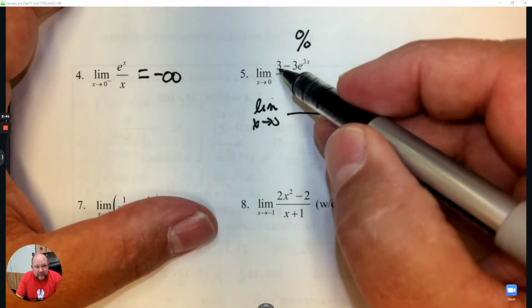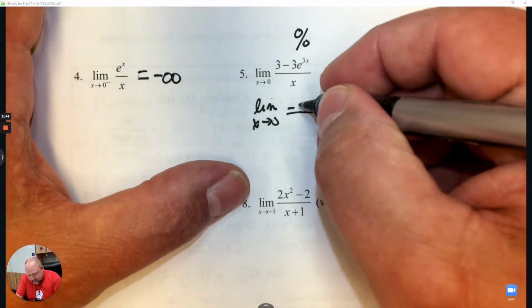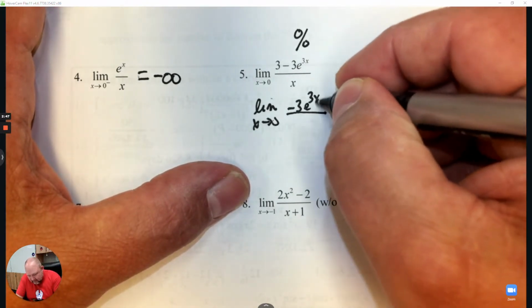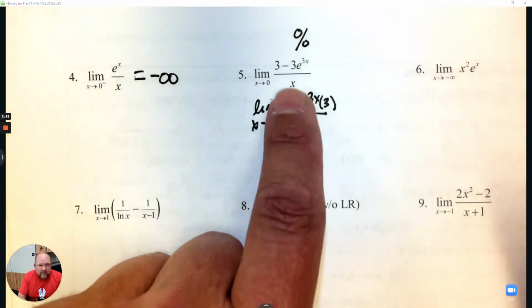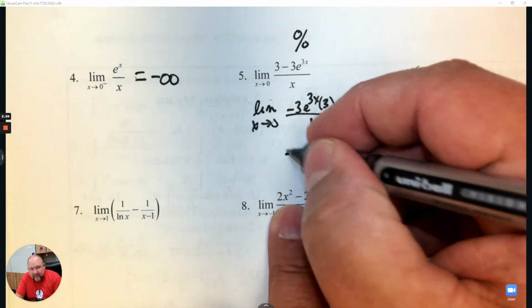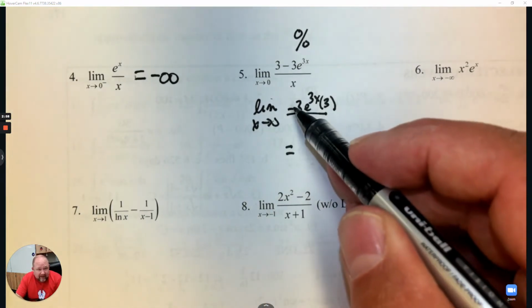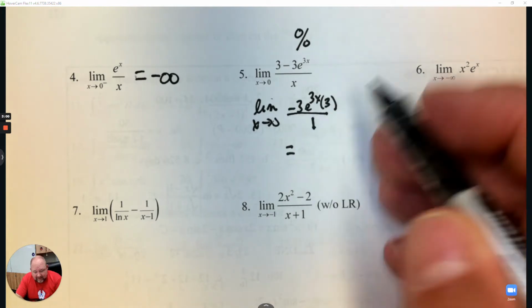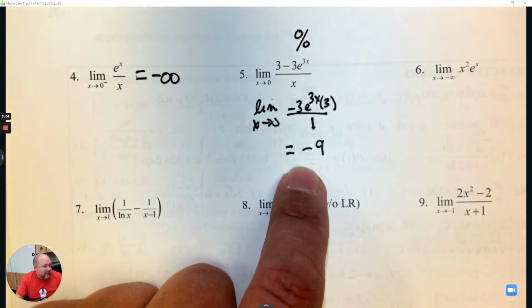So the derivative of 3 is 0. The derivative of this, you copy it, negative 3 e to the 3x, and it has a hook of 3. And then the denominator, the derivative of x is 1. Now we reevaluate. That means plug in 0 again. So e to the 0 is 1. Negative 3 times 3, that's negative 9 divided by 1. And so this limit, the answer is negative 9.